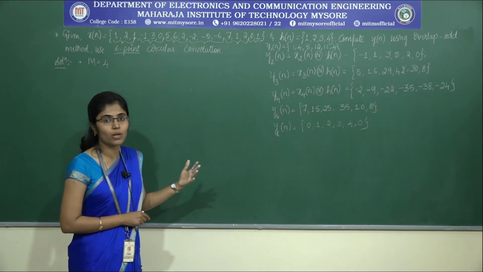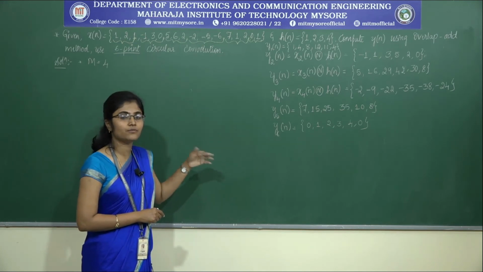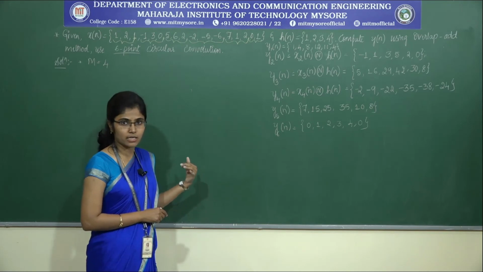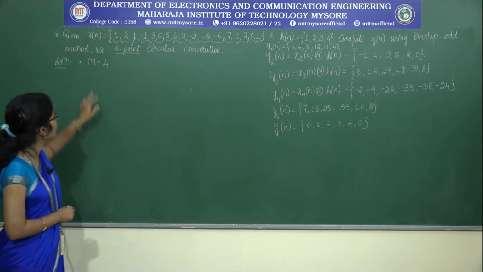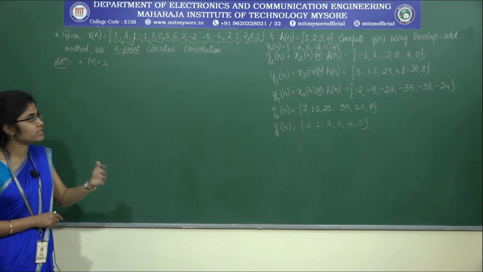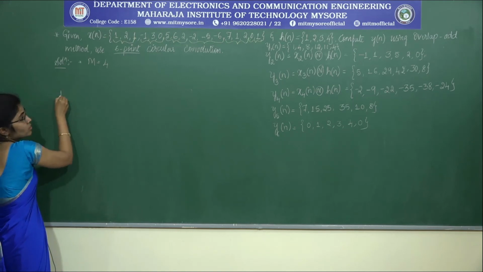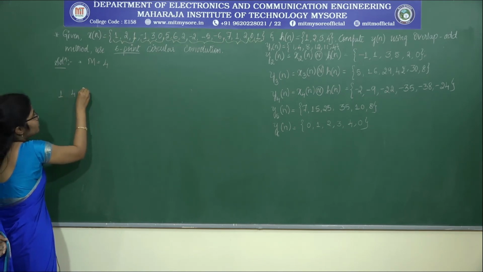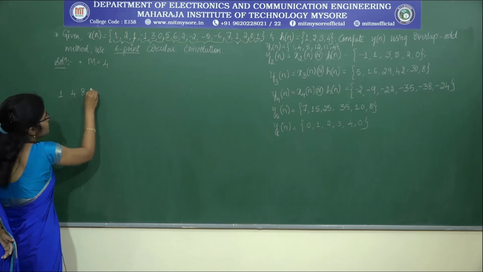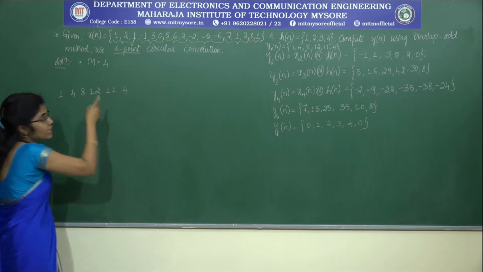What I need to do is overlap the last m-1 samples of the first sequence with the first m-1 samples of the succeeding sequence. So for that, the value of m is 4. So 4 minus 1 is 3. I need to overlap 3 samples. So I have written all the values. So I will start overlapping. That is 1, 4, 8, 12, 11 and 4.